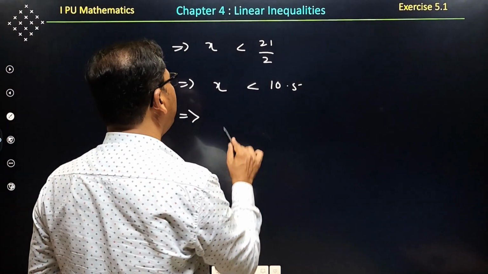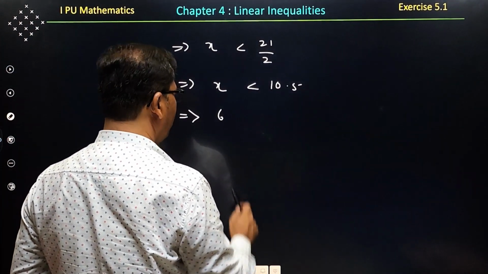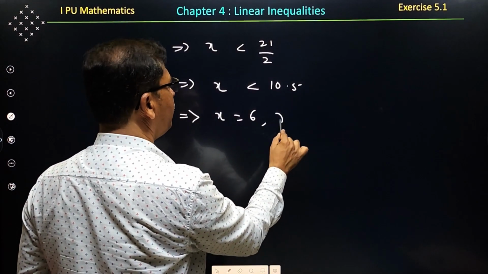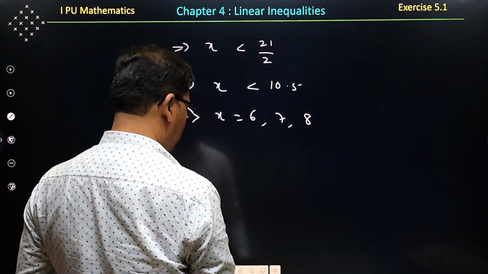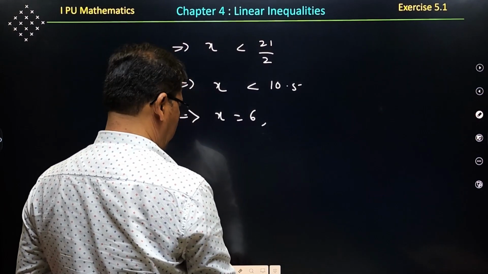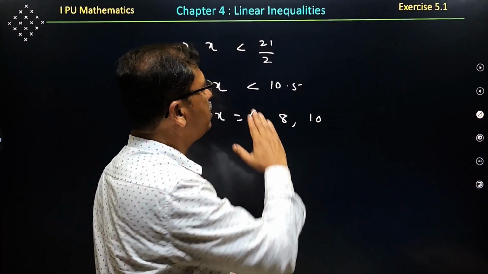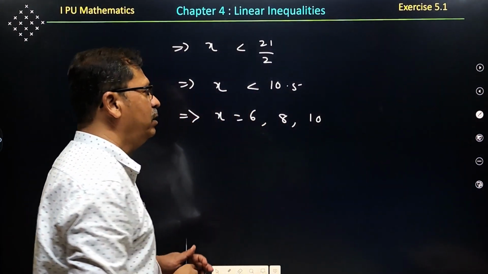So after 5, 6 will come. The even integers after 5: x equal to 6 will come, 7 will come, 8 will come. Sorry, even integers only: 6, 8, 10. After that 12 will come, but it is not less than 10.5.